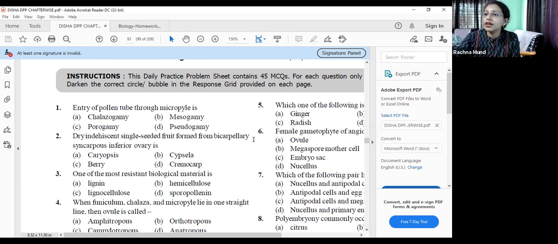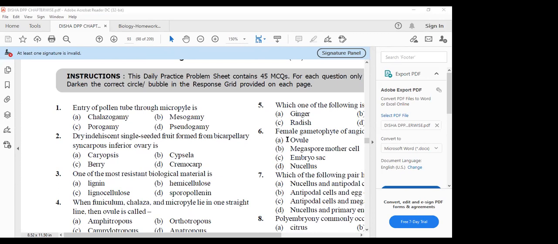Now, prior to going to the topic, I want to know, can anyone here describe in short what double fertilization is? Anyone? Priyanka, let's start with you. Can you describe what double fertilization is?